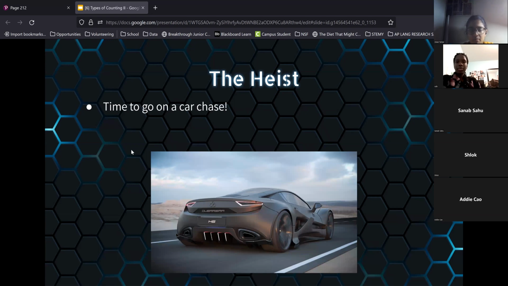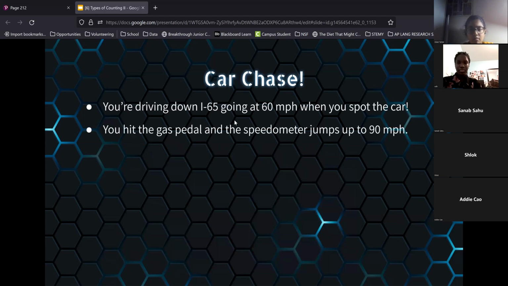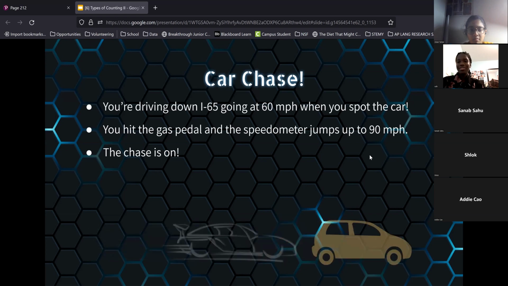Yeah, so now it's time to go on a car chase. You're driving down I-65 going 60 miles an hour when you spot the car. You hit the gas pedal and the speedometer jumps to 90 miles per hour. The chase is on.